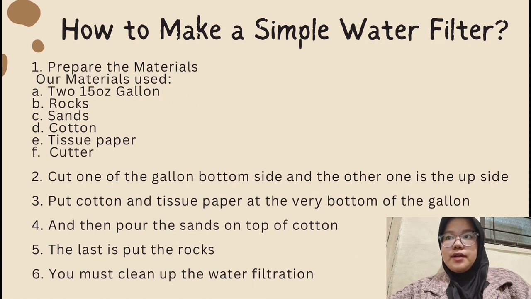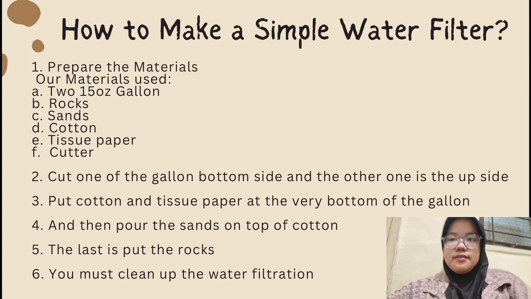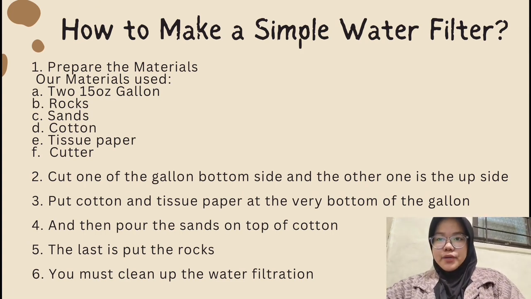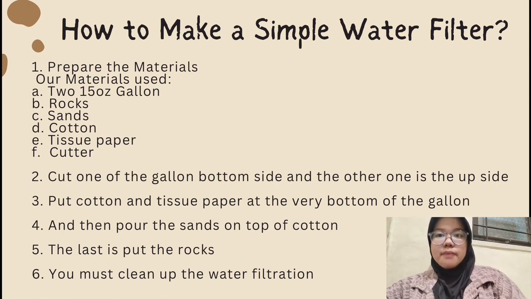So the materials we need to prepare first are two 15-liter gallons, then rocks, sand, cotton, tissue paper, and a cutter. The steps on how to do it: first of all, cut the bottom side of one of the gallons and the upper side of the other.